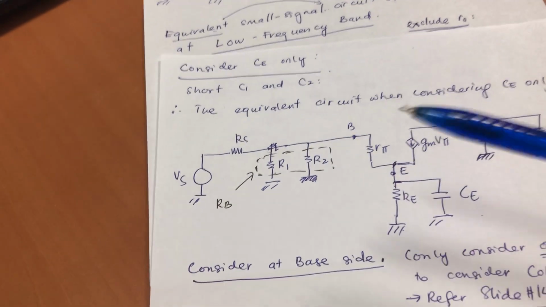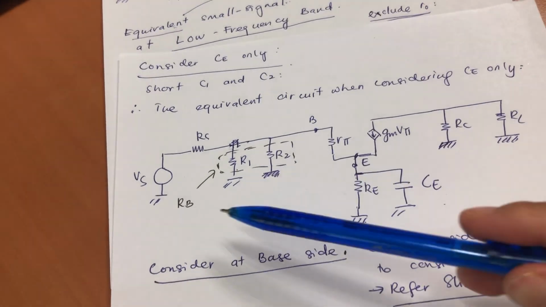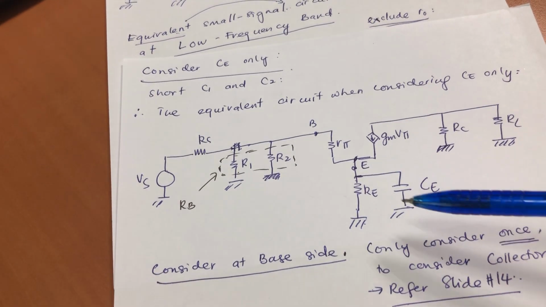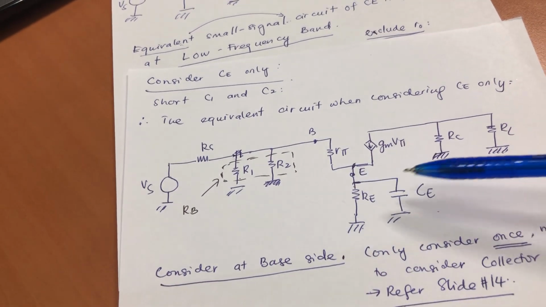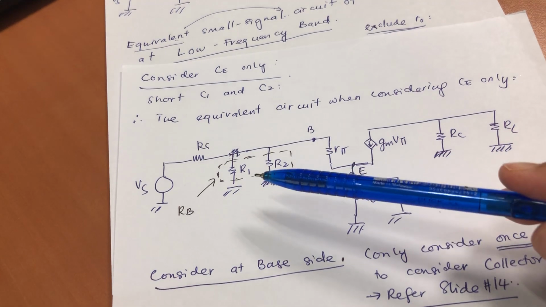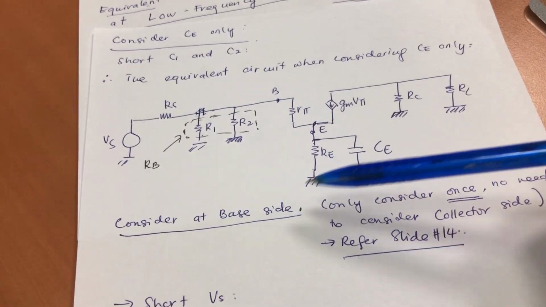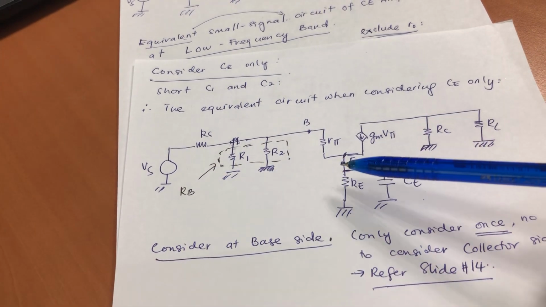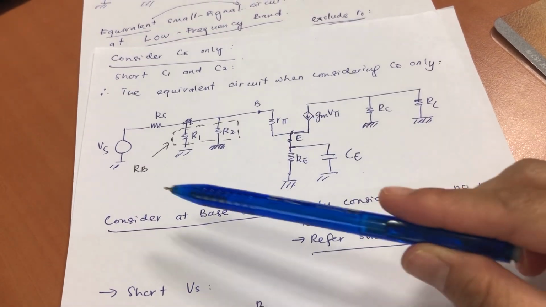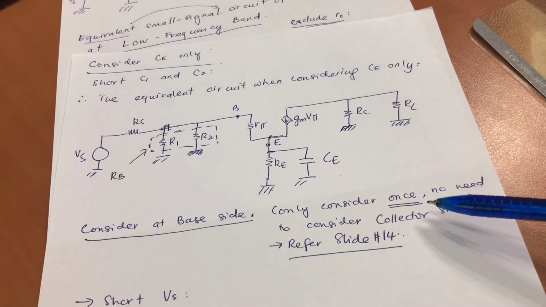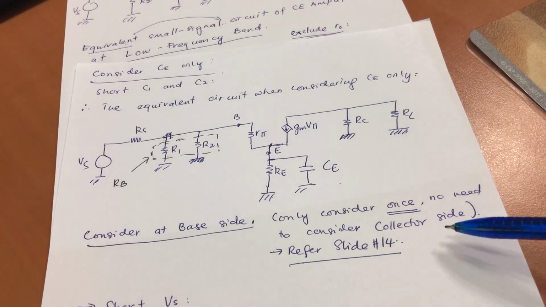If you look at this circuit, we have so many branches here, right? When this is not shorted, there are so many branches. What we do is we are going to consider the base side only. We look at the base side first. We only consider once, no need to consider the collector side.